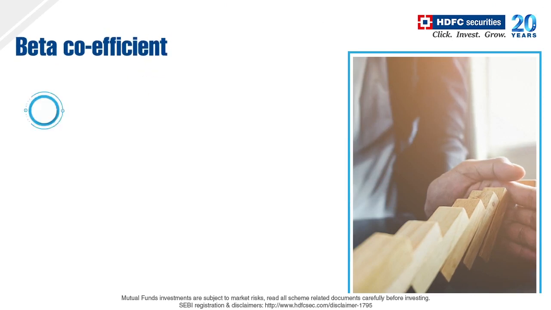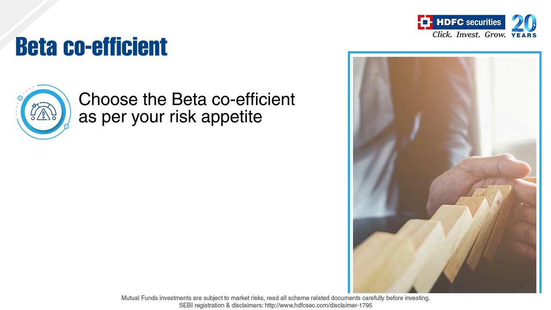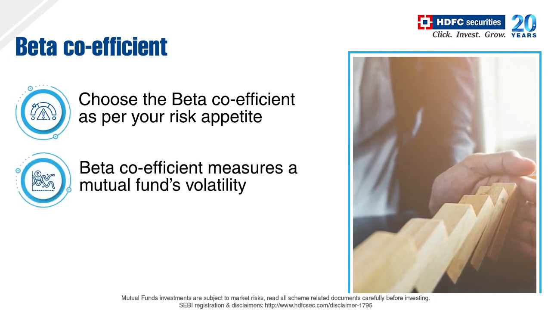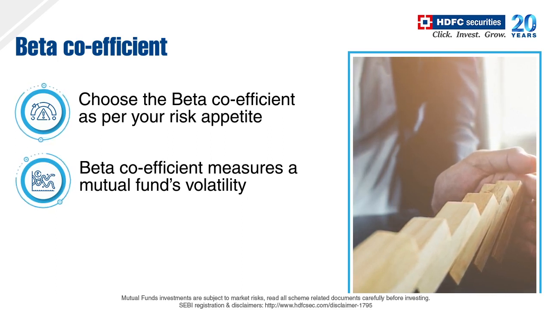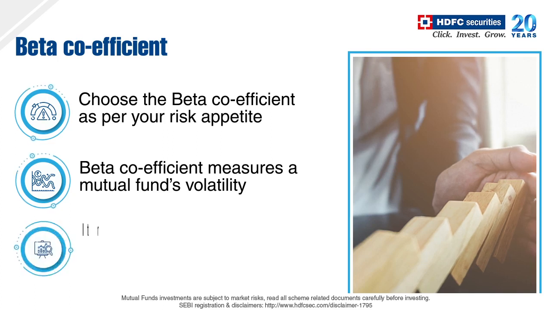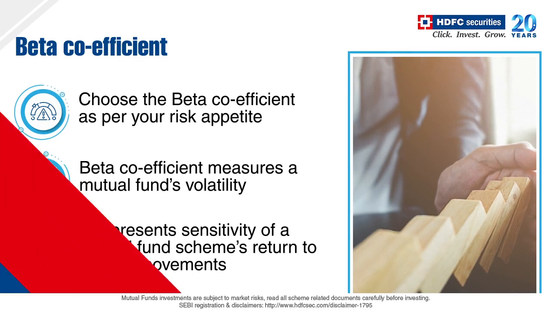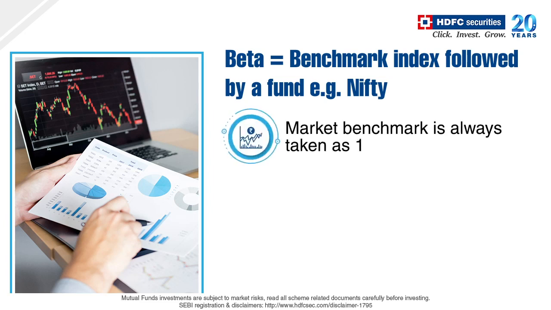Another factor to consider while choosing a good mutual fund is its beta coefficient according to your risk appetite. The beta coefficient measures a mutual fund's volatility or systematic risk in comparison to the market as a whole. It represents how an investment's returns will respond to market movements. For mutual funds, the market typically refers to the benchmark index followed by the fund, for example, Nifty. The benchmark index is always taken as 1.0.